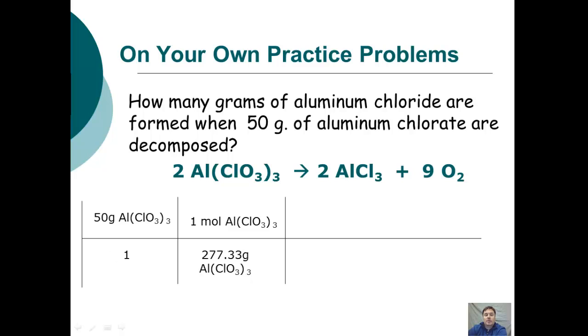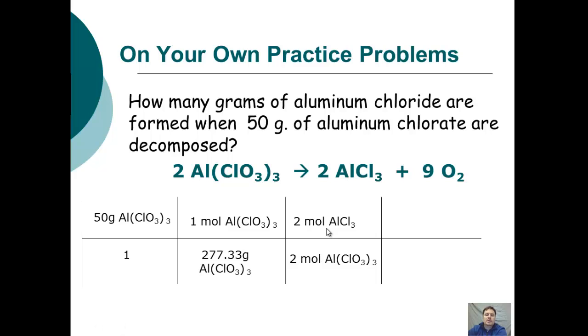Okay. Now we have moles of known going to moles of unknown. They want to know aluminum chloride. So it's a 2-to-2 ratio. So 2 moles of AlCl3 to 2 moles of Al(ClO3)3. Yes, you do need to write this. Even though these cancel out, what we're doing is we're switching from one substance to another. So you do need to write that step.